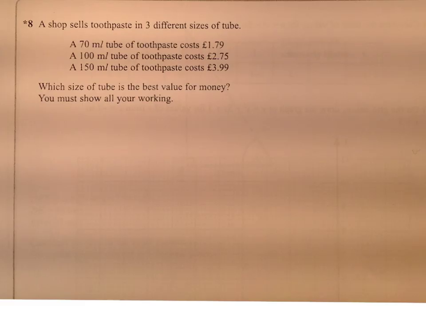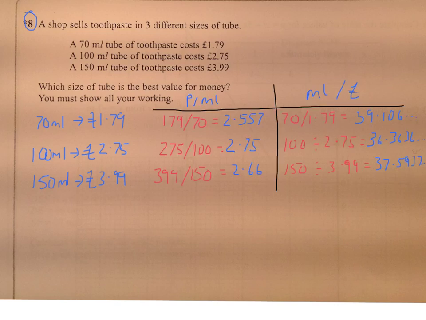Question 8 has got an asterisk, which means it's a functional skills question, and you really do have to show your working out to get many marks at all. The two basic approaches are either working out how many pence per millilitre it will be, or how many millilitres per pence or per pound you would get. So show your calculations for either of those. I'm going to show both.